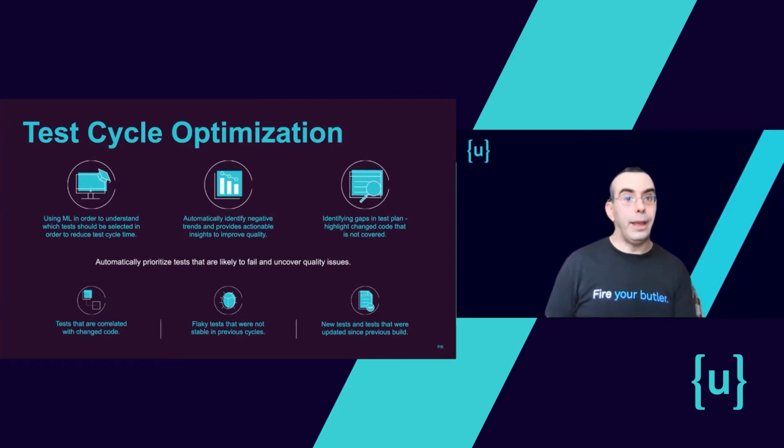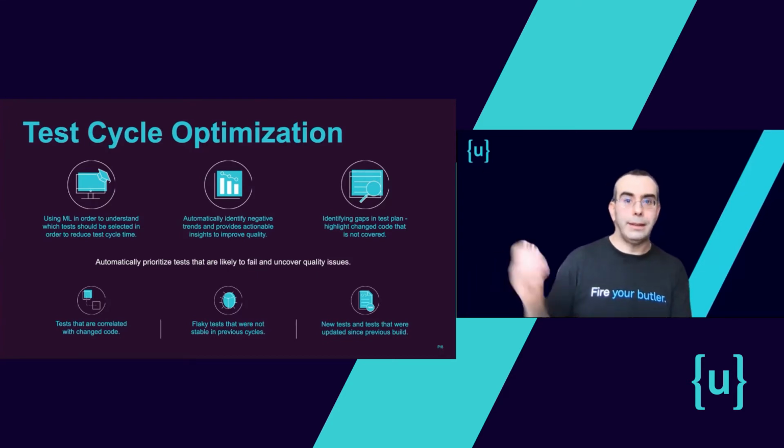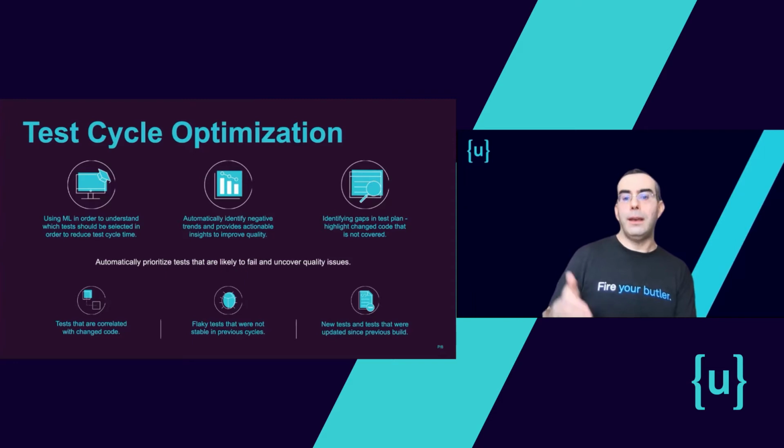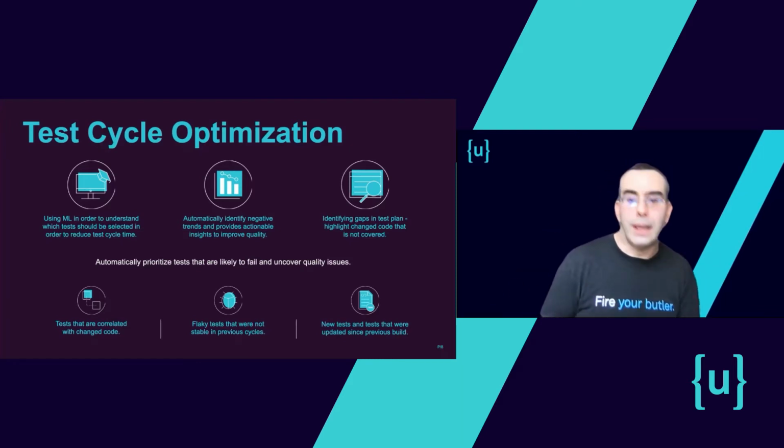Another metric that we have is based on the historical results of the tests that we executed in a previous test cycle. And once we identify that a specific test is flaky, it's not stable, we mark it as such, and we will prioritize the execution of all the flaky tests to run at the beginning of the test cycle to make sure that you get to see the results of these flaky tests at the beginning of the cycle.